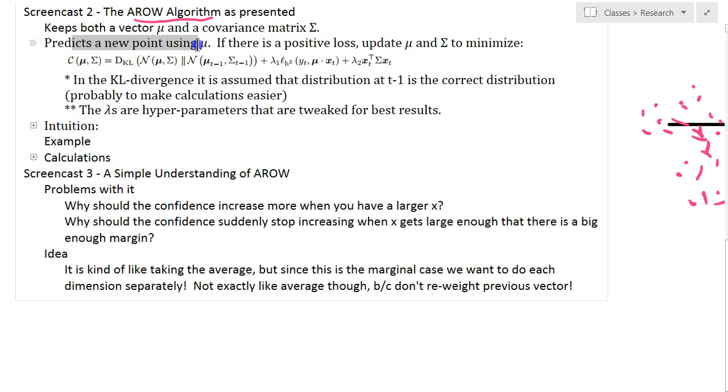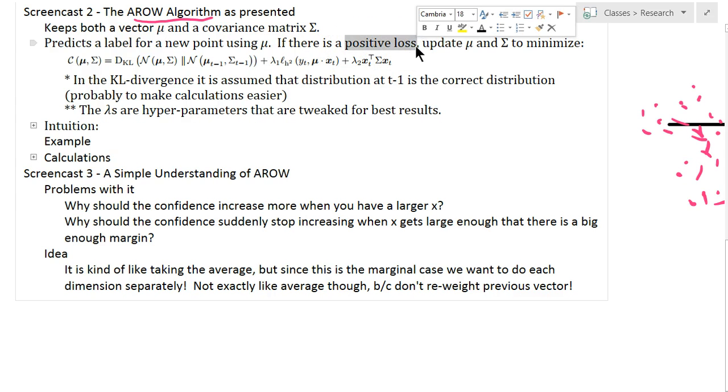And so we predict a label for a new point using the vector mu. And if there's a positive loss, meaning that either we predicted the wrong label or we predicted the correct label but the margin wasn't large enough, then we update both mu and sigma to minimize this cost function, where the first term here is the KL divergence of the old normal distribution and the new normal distribution.